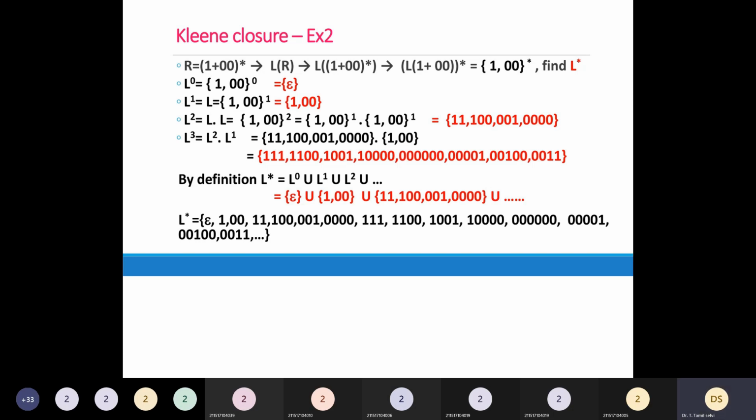And then next one, L power 3 means L power 2 dot L power 1. So in the previous step, you will be getting the value for L power 2. Again, you have to concatenate the value of L power 1. Likewise, you have to perform the concatenation operator. Finally, you have to use the union operator to join all the strings into a single language. So at last, you will be getting the regular language.